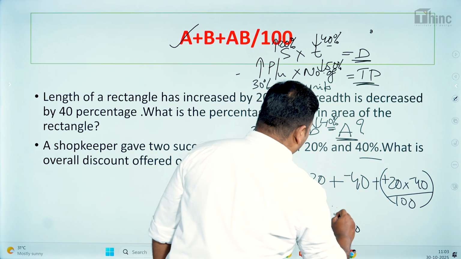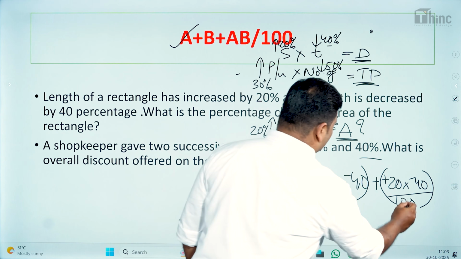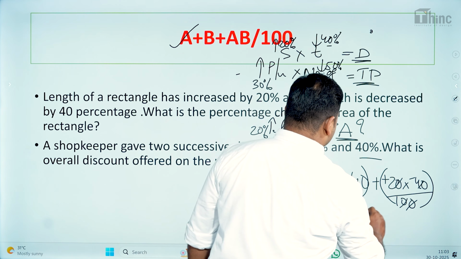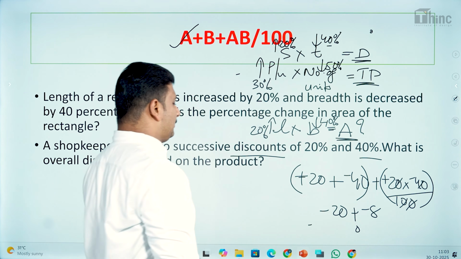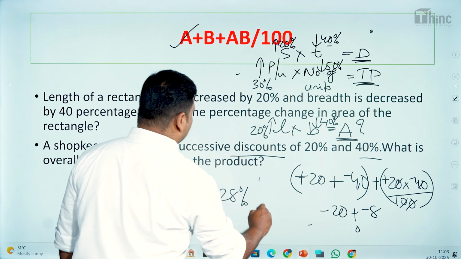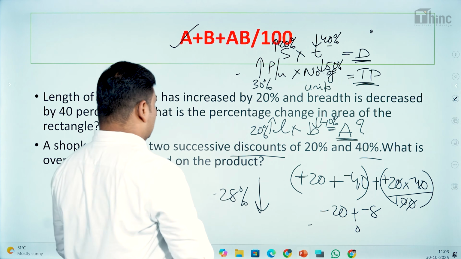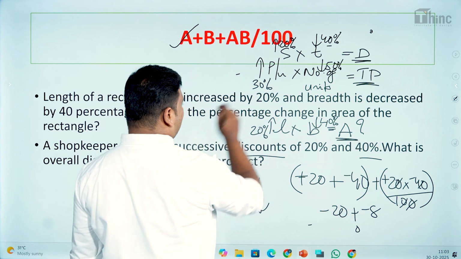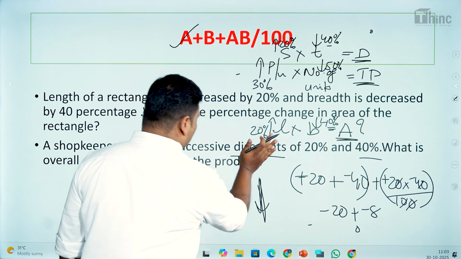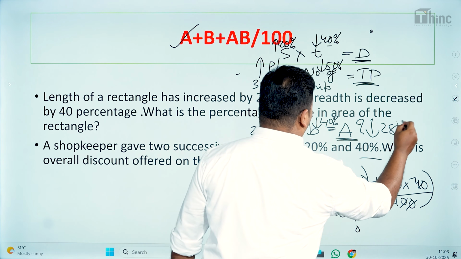So we are doing these two parts separately. This is minus 20, and this is minus 8. So what is minus 20 plus minus 8? It's nothing but minus 28. That means there is an overall decrease of 28%. Actually this question is based on area, right? So that means the area will reduce by 28%.